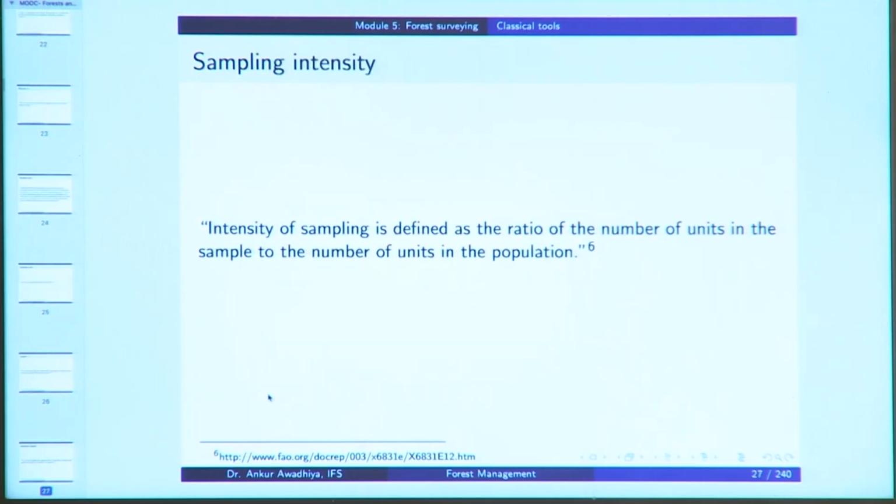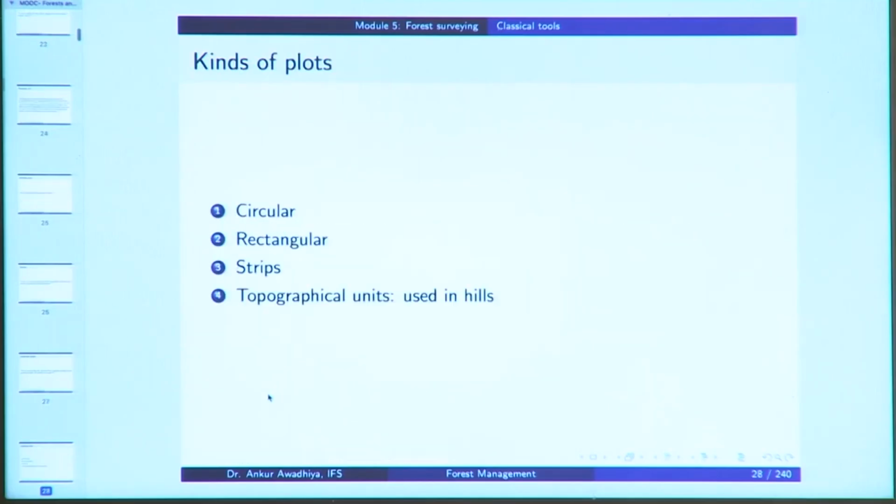sample. And we also have the sampling intensity, which is the ratio of the number of units in the sample to the number of units in the population. So, if you have more units in your sample, then your sampling intensity is more. Say you have 100 individuals, and if you are measuring 10 individuals, then you have a sampling intensity of 10%. If you are measuring 90 individuals, then you have a sampling intensity of 90%.